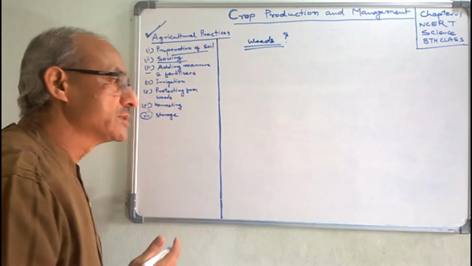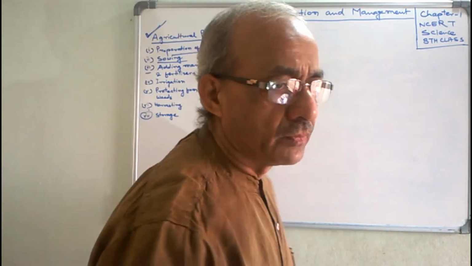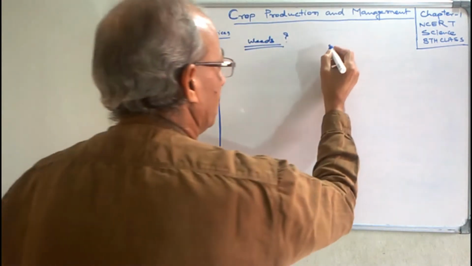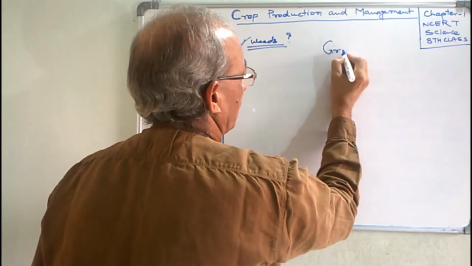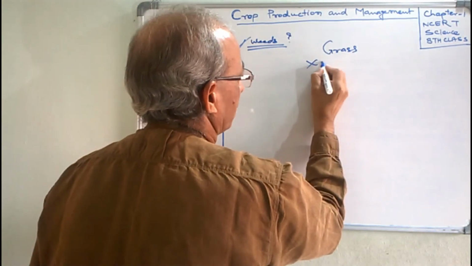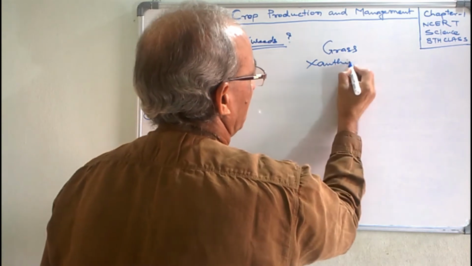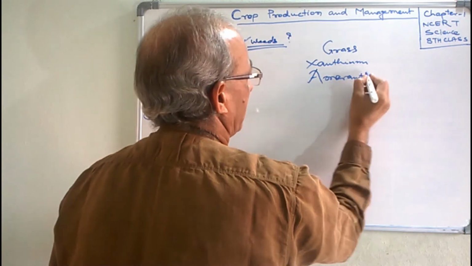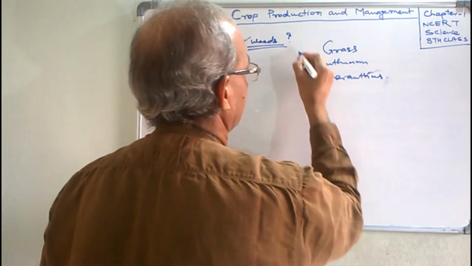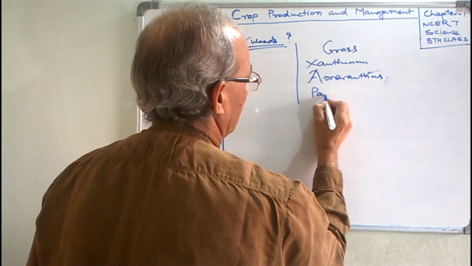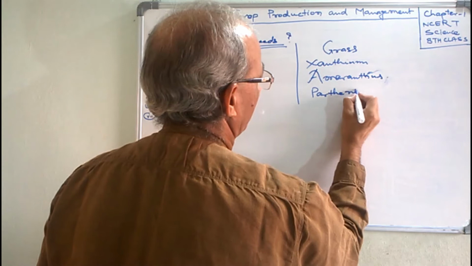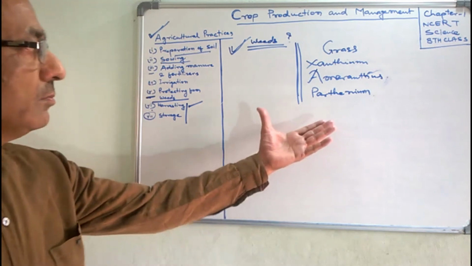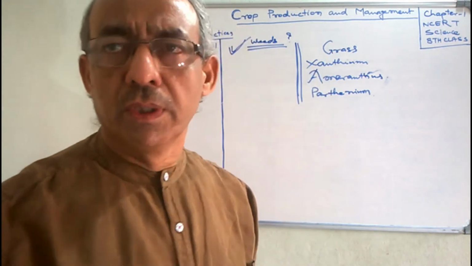Certain common weeds which grow in our country in crop fields are grass, gentium, amaranthus, and parthenium. These are the common weeds which grow in our country.